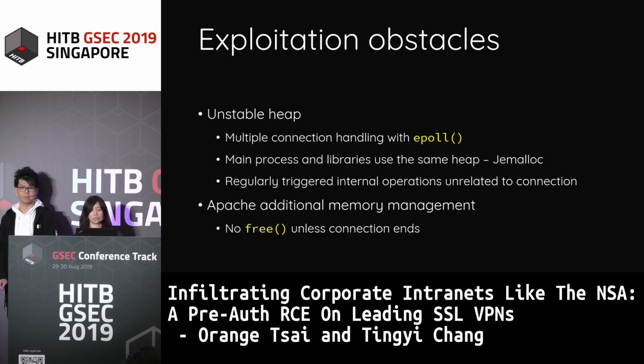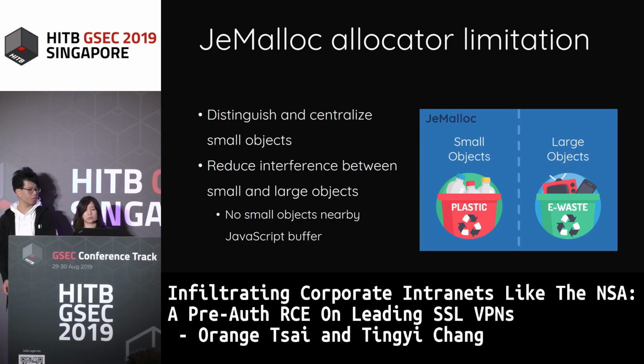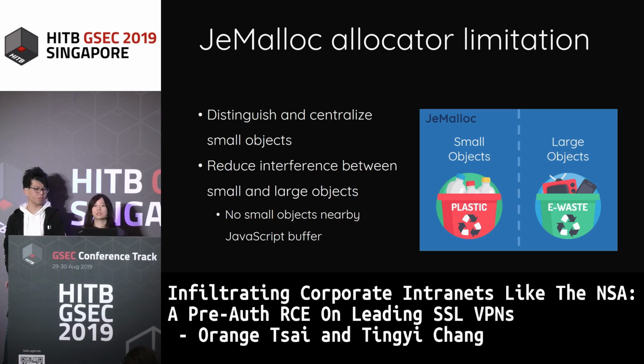And there is something even more ironic. Apache implements an additional memory management, so there is no free until the connection ends. We cannot arrange the heap in a single connection. The allocator also limits our exploit. It's called jemalloc. It centralizes small objects and maintains these objects with a bitmap. This effectively reduces the interference between small and large objects. It also limits our target options. It's hard to put small objects nearby our buffer. So we were stuck at that time.